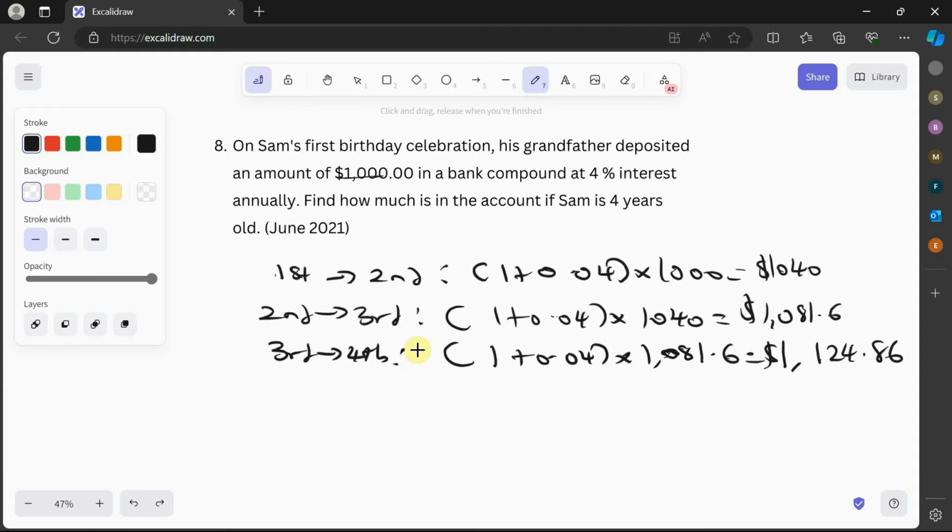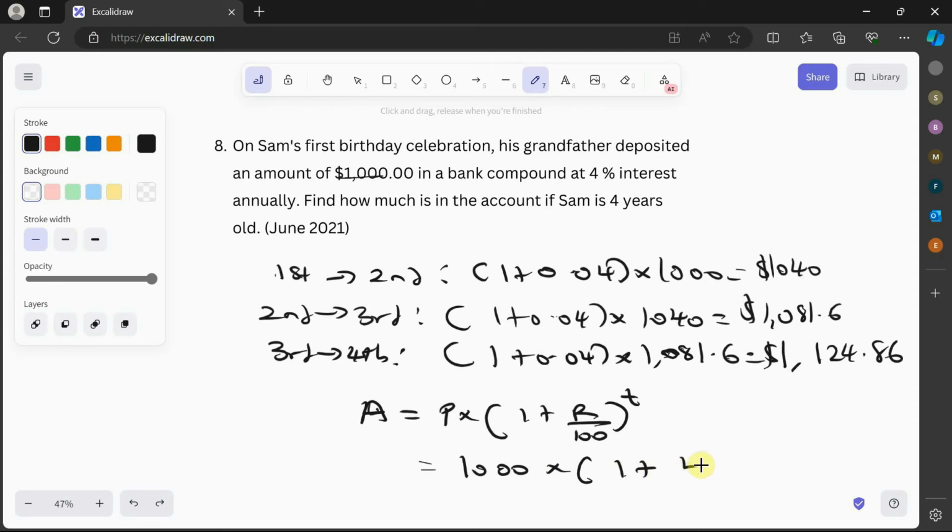So if we wanted to use the formula, how many birthdays are between his first and his fourth? You can see first to second, second to third, third to fourth, which is 3 birthdays. So I could have just used our formula for the amount in compound interest. The total amount for compound interest will be the principal times 1 plus r over 100 raised to the power of t. So the principal in this case is what? $1,000 times 1 plus the rate, which is 4 over 100, raised to the power of 3, because there are 3 birthdays within that period.